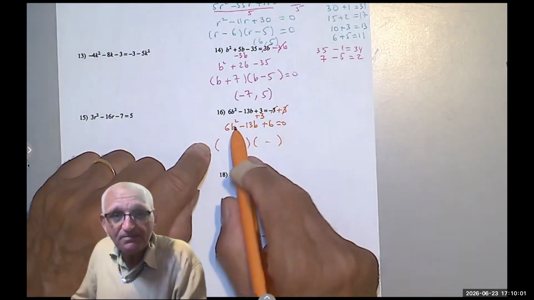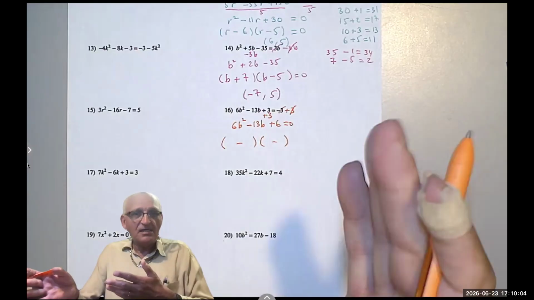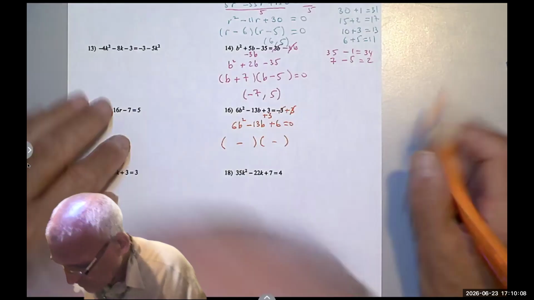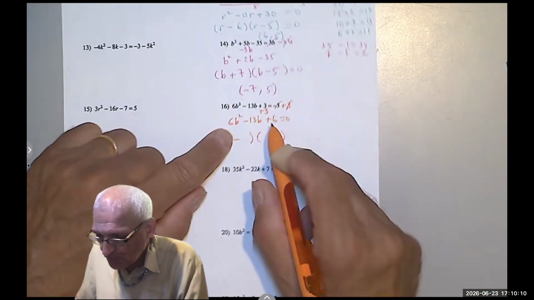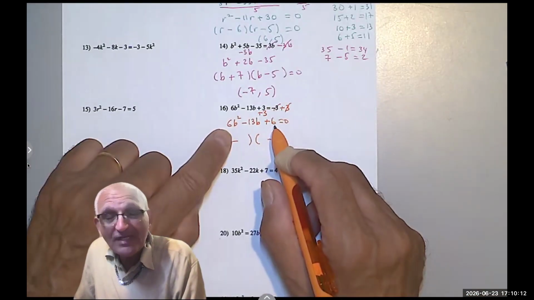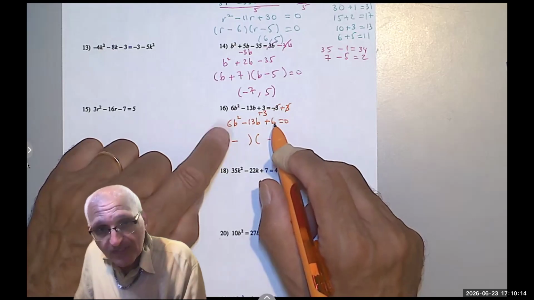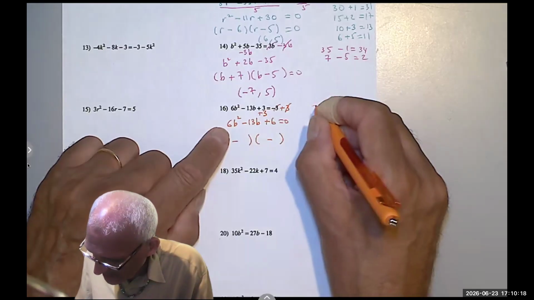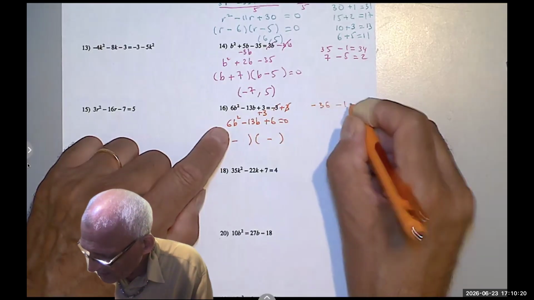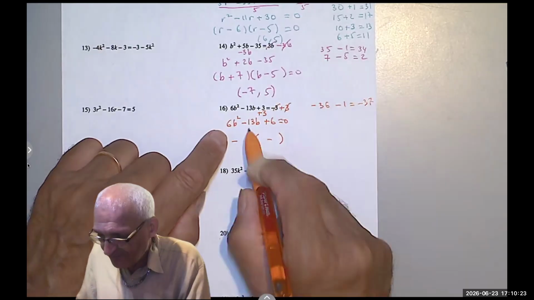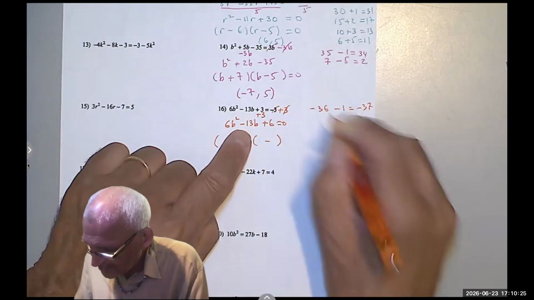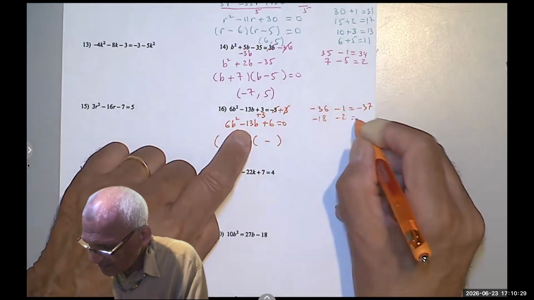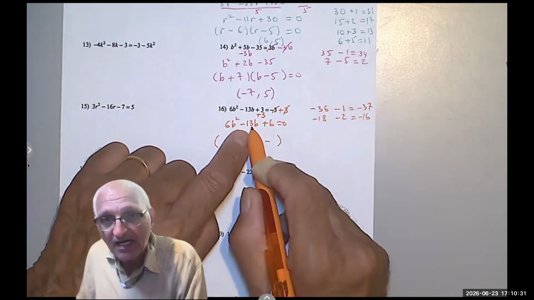I don't know the 6b squared. Is it 6b and b or 2b and 3b? I don't know. So we are not going to do that. We are going to say I need two negative numbers that multiply to 36 and add to negative 13. So I say, okay, negative 36 minus 1 is negative 37. Very far. So I divide by 2. I say negative 18 and negative 2. The difference is negative 16, still high.